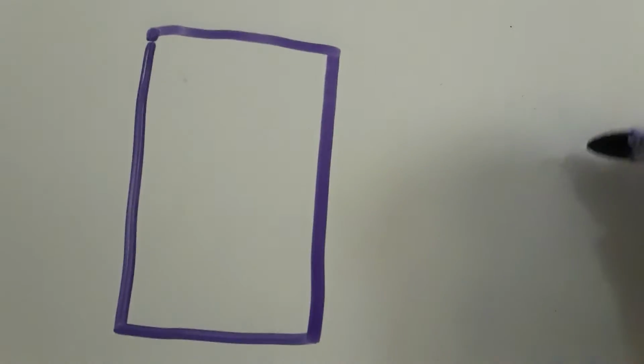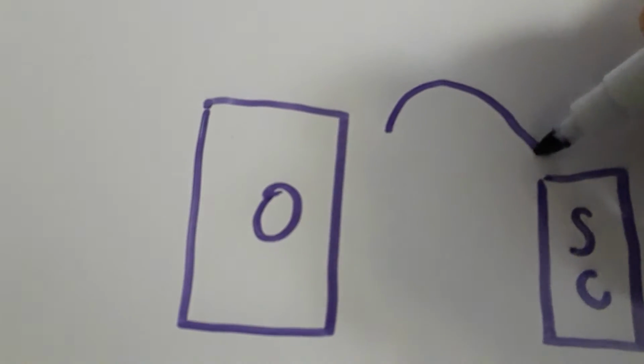Again, let's look at how we can use scale factor or proportion to find the length of a missing side. So I'm going to use a very simple example here.